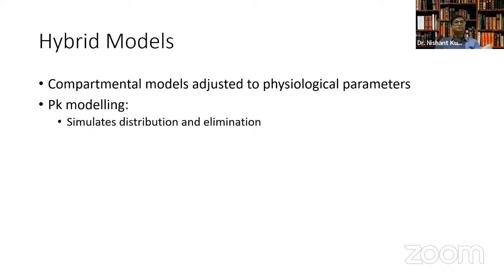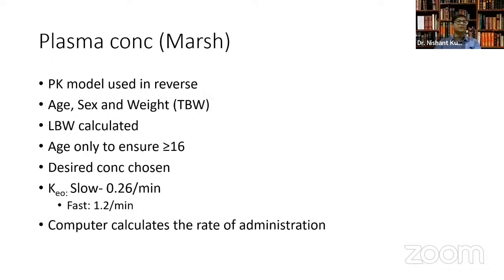So again, the hybrid model is the compartment model adjusted to physiological parameters, or a combination of the other two models. The most commonly used, or the first model which came up, was the plasma concentration model, that is the Marsh model. What they did was that they gave a bolus of propofol and measured plasma concentrations. And then they derived an algorithm based on the age, sex, and total body weight of the patient.